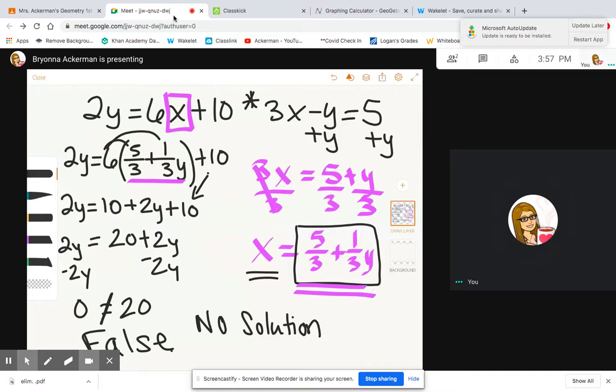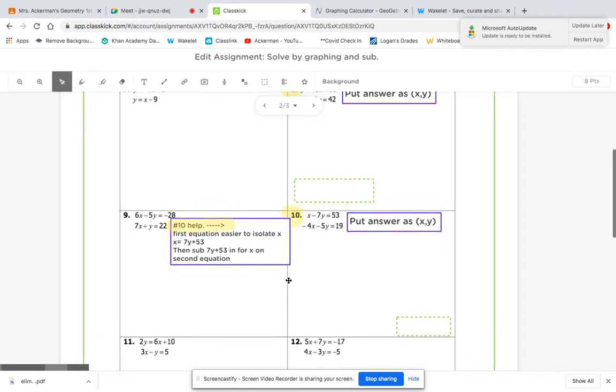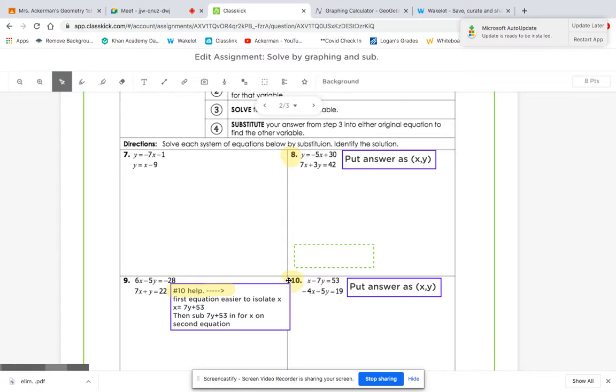Okay? All right, let's try one more. So let's go back to the class kick. And let's try number 8. So number 8 by substitution. So it's going to be y equals negative 5x plus 30. And then the other equation is 7x plus 3y equals 42.